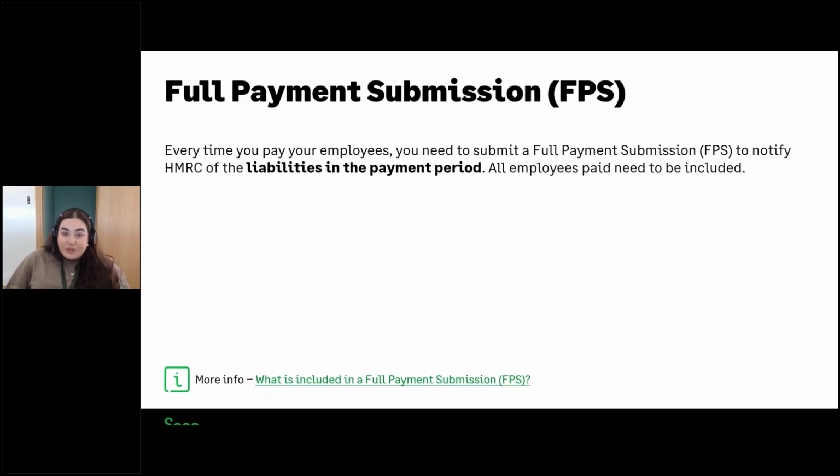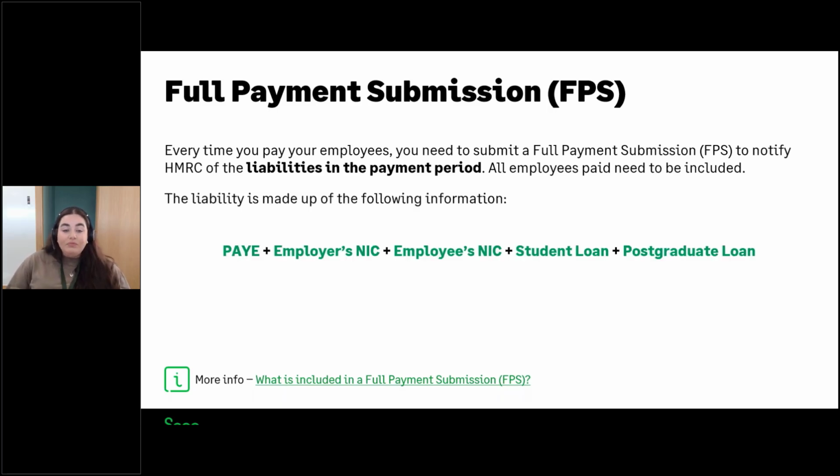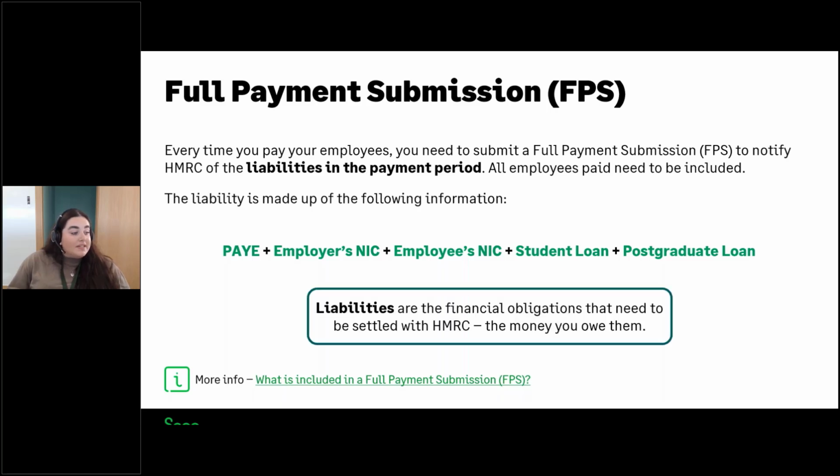So as we now know, you do need to send an FPS each time you pay your employees to notify HMRC of the liabilities in the payment period and your payroll data. And all employees who are paid must be included. The liability is made up of the following information here. So it's the PAYE, the employer's national insurance contributions, employees' national insurance contributions, student loan and postgraduate loan. And when I say liabilities in the payment period, that actually refers to the amount of money that a business or individual owes to HMRC. So essentially, it's just the money that you owe them.